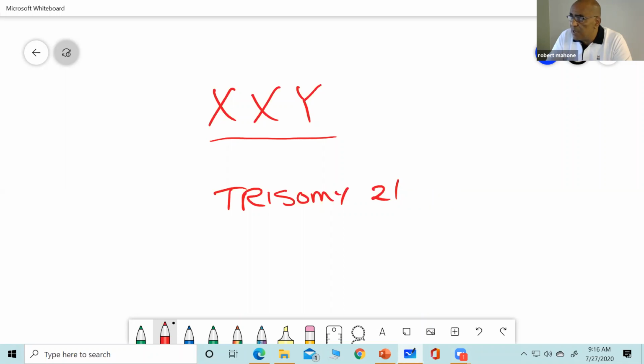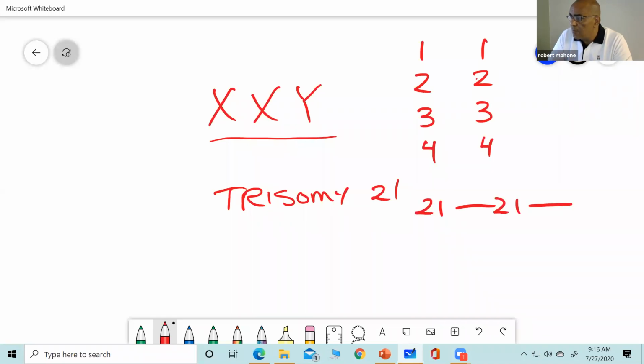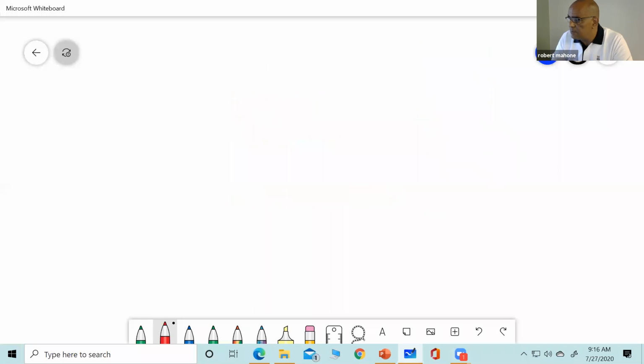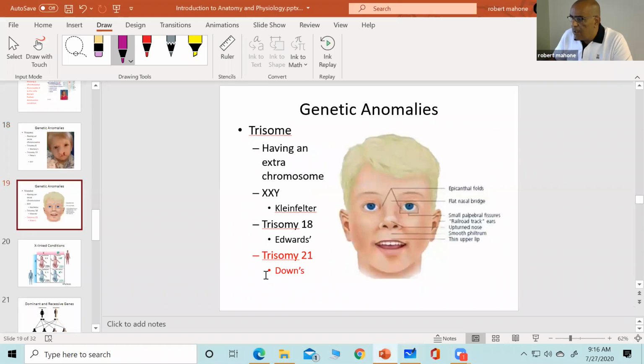So when you look at their DNA, 1, 2, 3, 4, all lined up like it should. But when it gets down to 21, there's an extra 21 out there. Trisomy. And there it is, trisomy 21, the most common. And that's why it's in red. But you also see there's Klinefelter syndrome, Edwards syndrome, and then trisomy 21, Down syndrome is the most common.